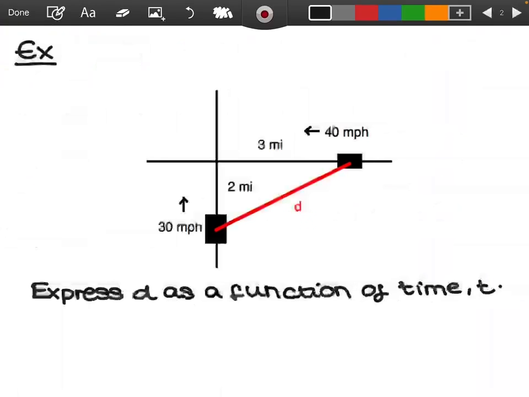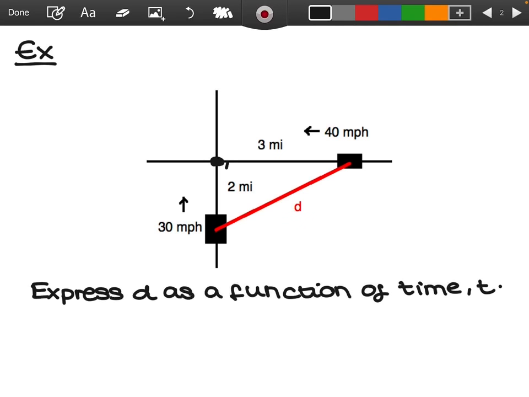So, our first example, we're looking at these 2 cars that are moving towards an intersection, towards each other. So they're going towards this same intersection that's here. Okay. And the question is, express the distance, that straight line distance between them, as a function of time.